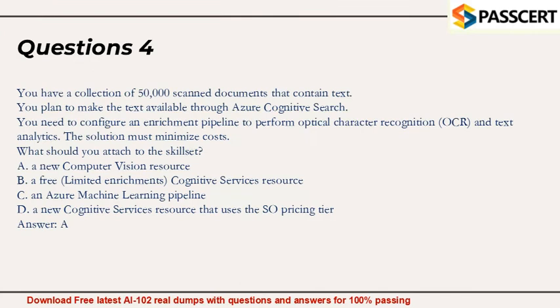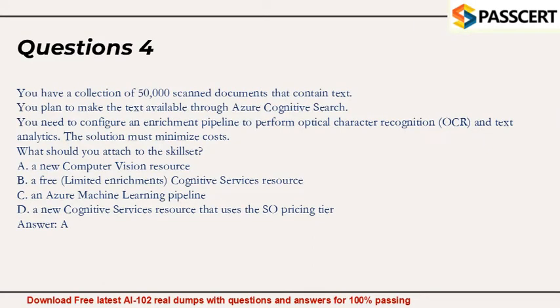Question 4. You have a collection of 50,000 scanned documents that contain text. You plan to make the text available through Azure Cognitive Search. You need to configure an enrichment pipeline to perform optical character recognition, OCR, and text analytics. The solution must minimize costs. What should you attach to the skillset?